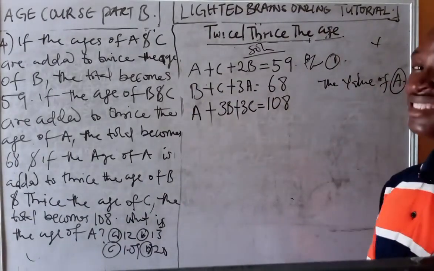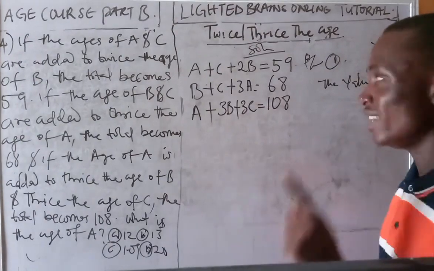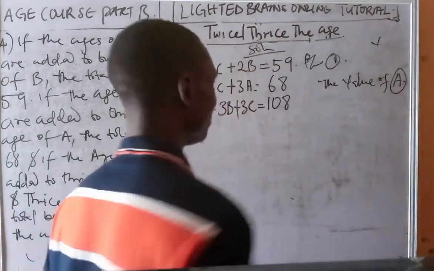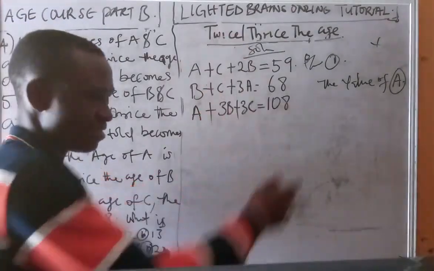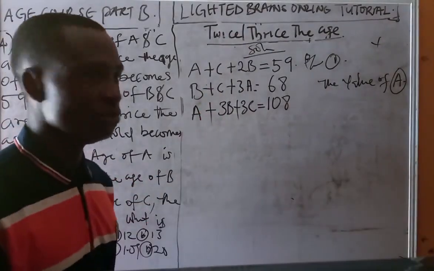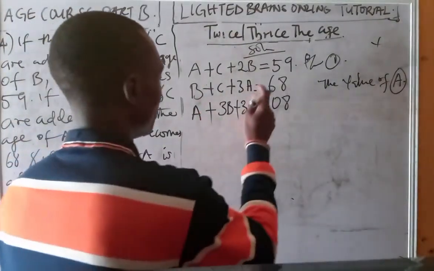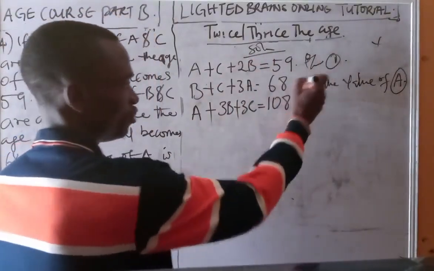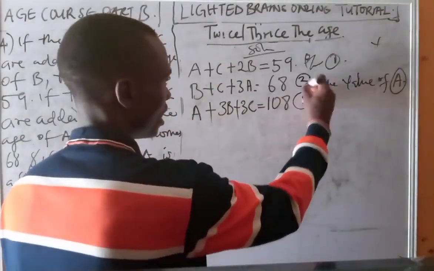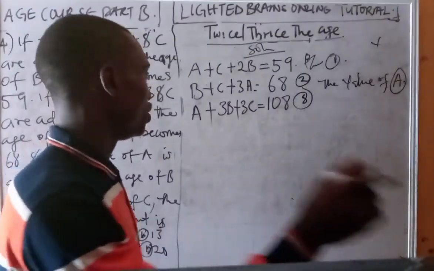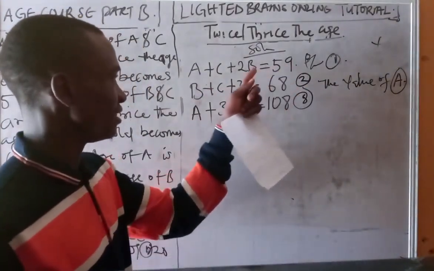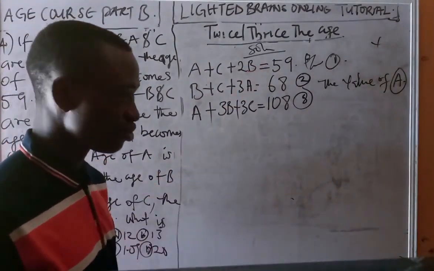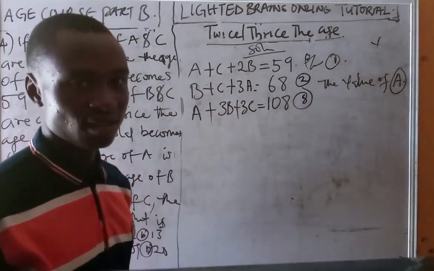They didn't say we should find B, we should find A. So in your exam, if you see something like this, you have to ask what will I do so that I will eliminate B and C and find A? Now you should look at equation 1, equation 2 and equation 3. If you add anything in equation 1, it will not result in the elimination of B and C.